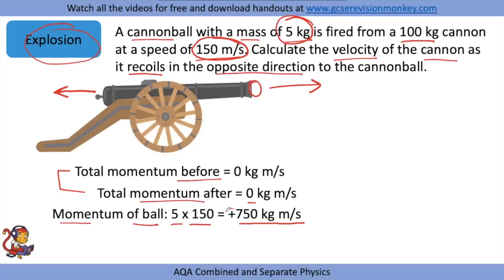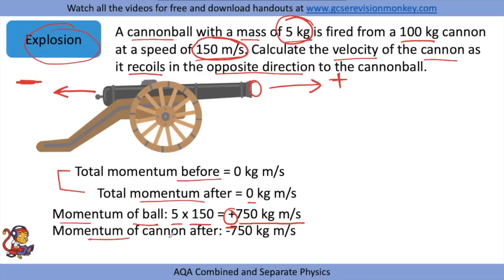And you'll notice the plus here, because we're talking about velocities. I have decided that going right is a plus direction, and going in the opposite direction we'll assign a minus. So the ball is moving to the right, so we're going to describe it as plus 750 kilogram meters per second, and the recoil of the cannon will be a minus number. So the momentum of the cannon afterwards, we know, must be minus 750.